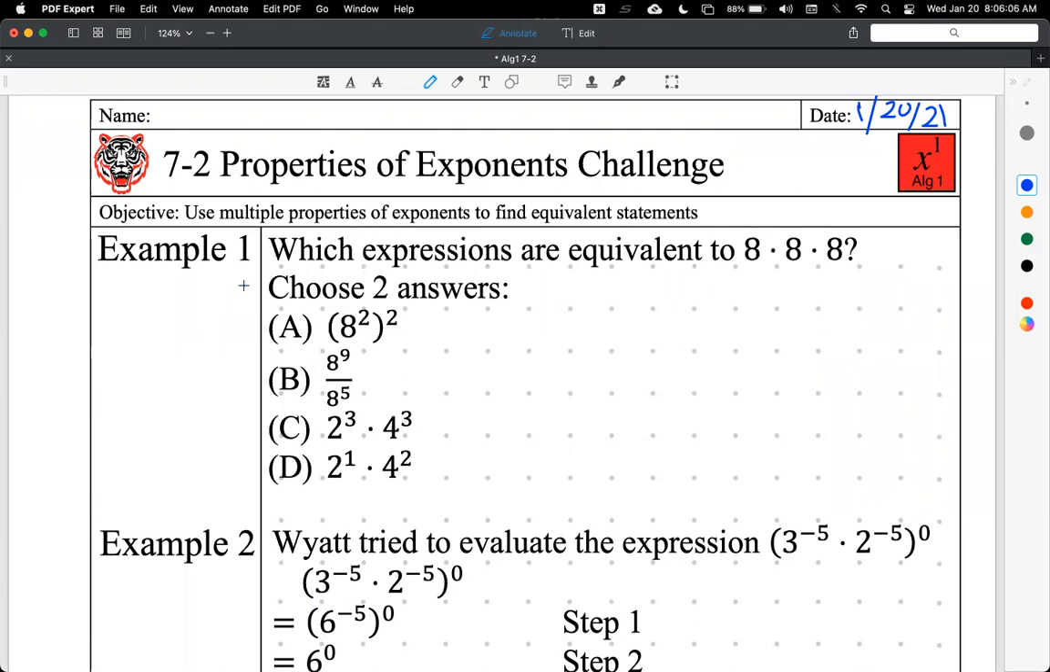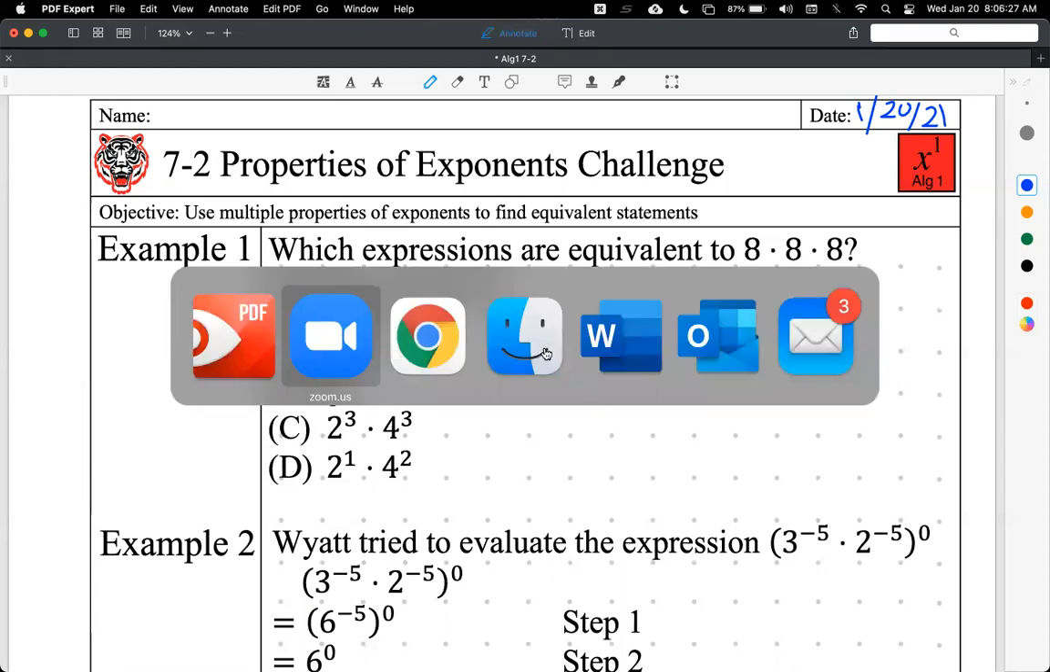All right. So which expressions are equivalent to 8 times 8 times 8? I'll let you read through those. It tells you in the instructions, and Khan Academy will do the same thing: you have to choose 2 answers. You're going to circle 2 of these letters.